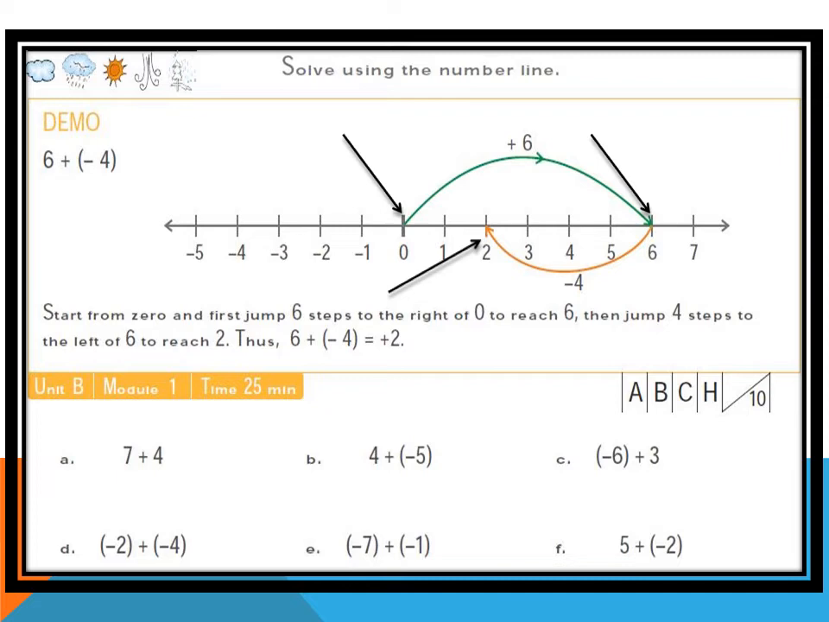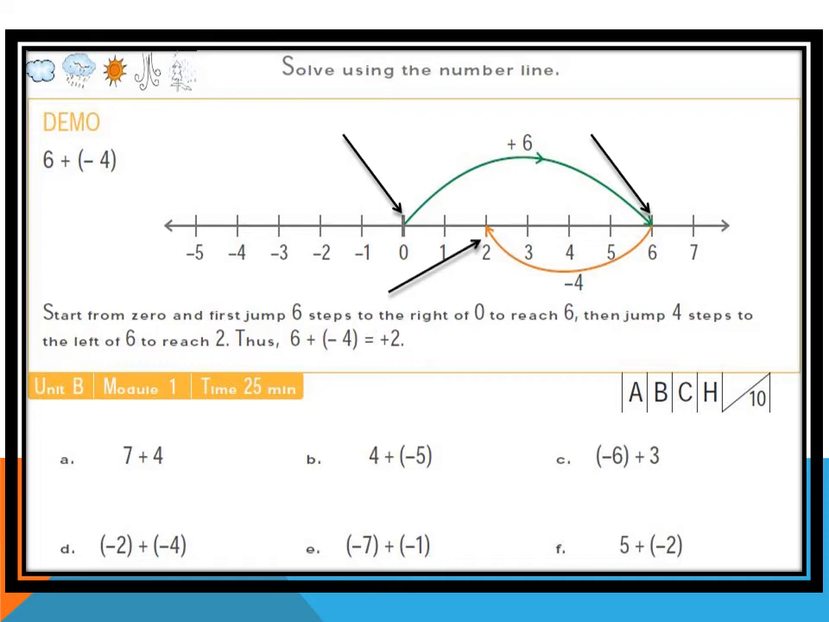In the same way, pause the video for 25 minutes. Do all the 6 problems in module number 1 by yourself. Draw a number line and in the same way as the demo is given, solve the 6 answers. When you are done, then unpause the video. Then I will show you the answer. First of all, pause it, do the problems. After you are done, unpause the video.